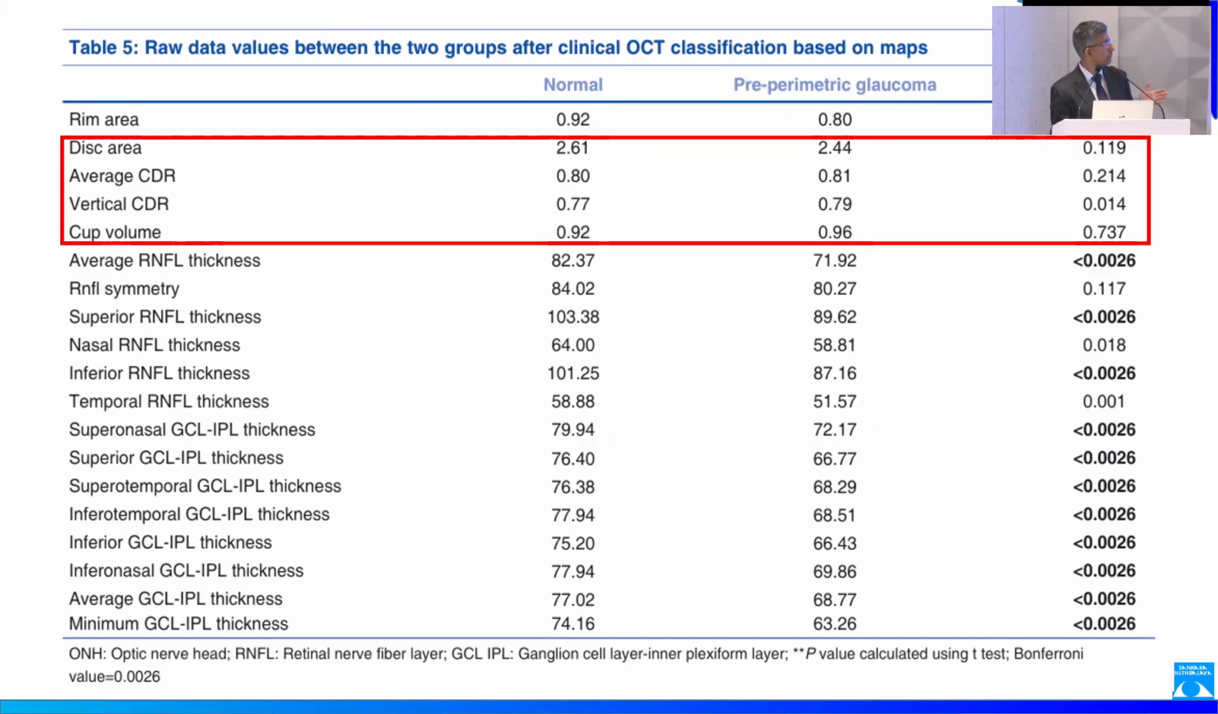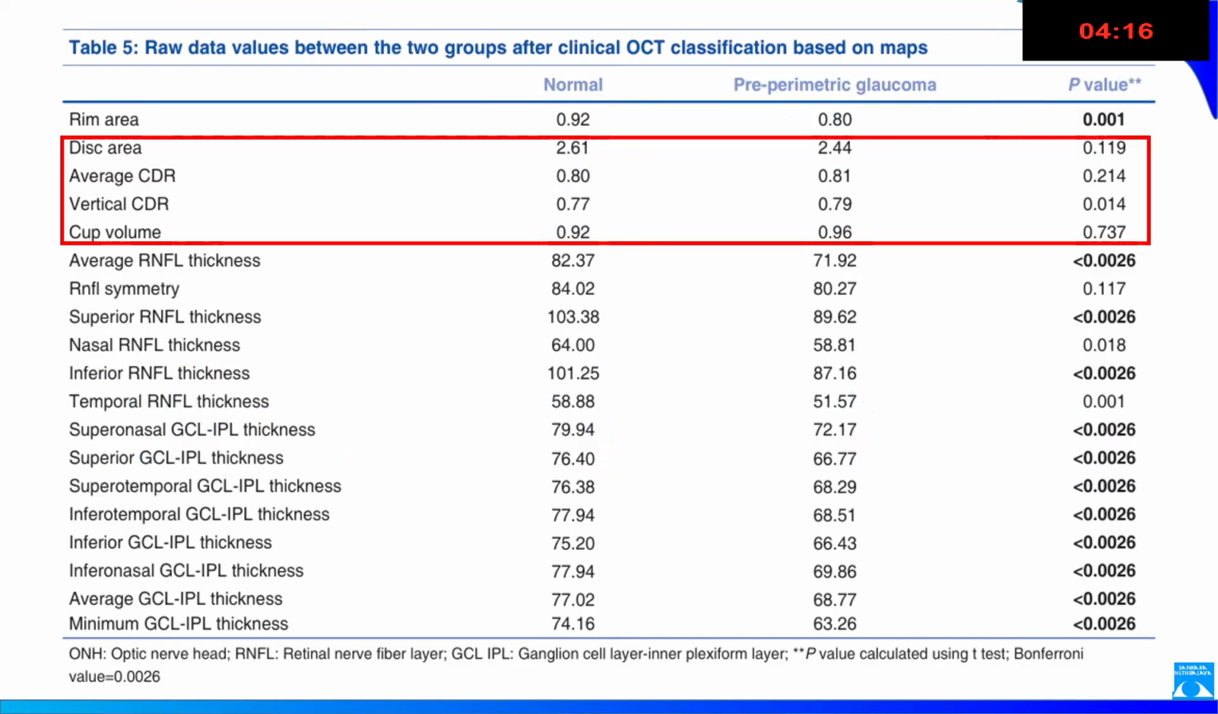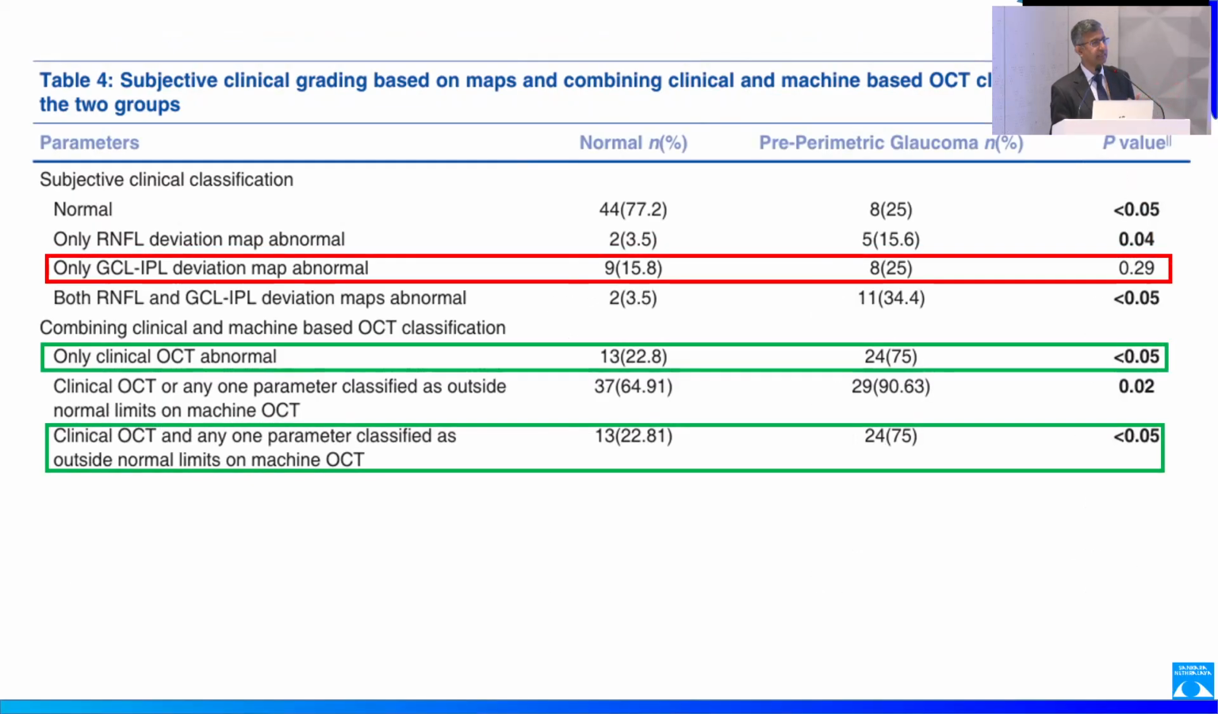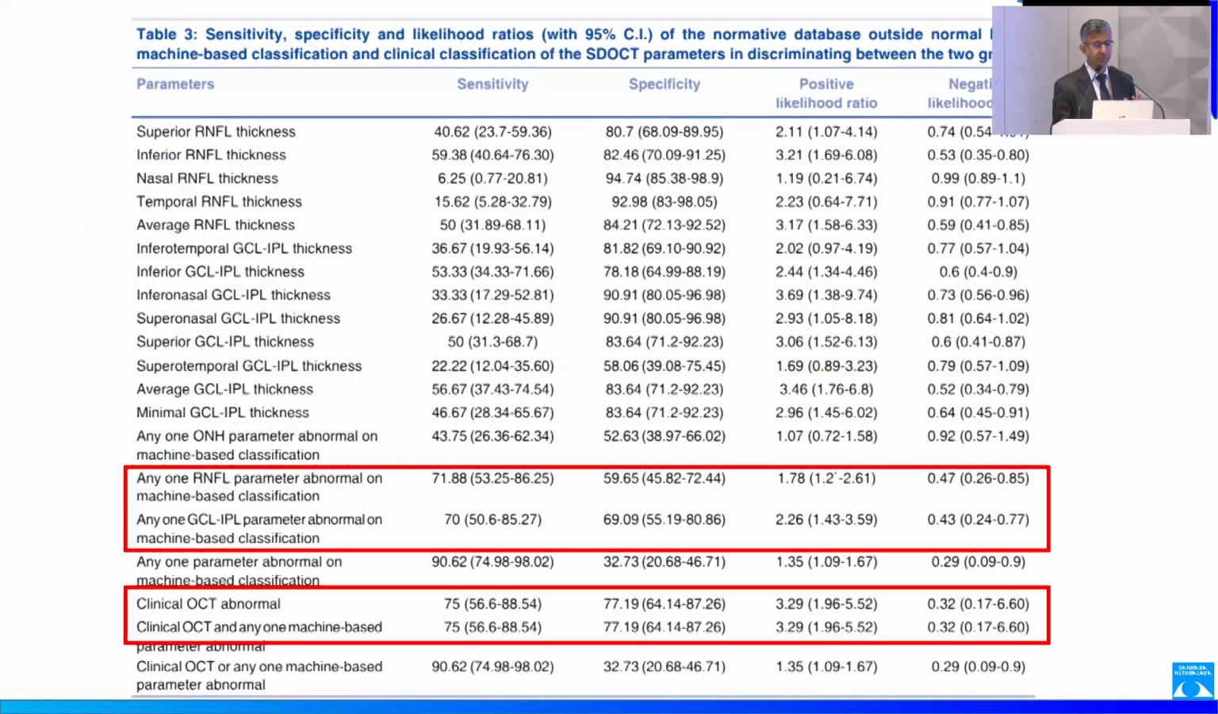And we were actually quite surprised because the clinician's discrimination of normal versus preperimetric, you can see that all the RNFL and OCT parameters were statistically significantly worse in the preperimetric group, the ones that we thought were preperimetric. What was also interesting is that the clinical OCT classification did as well or better than the machine OCT classification in this group.